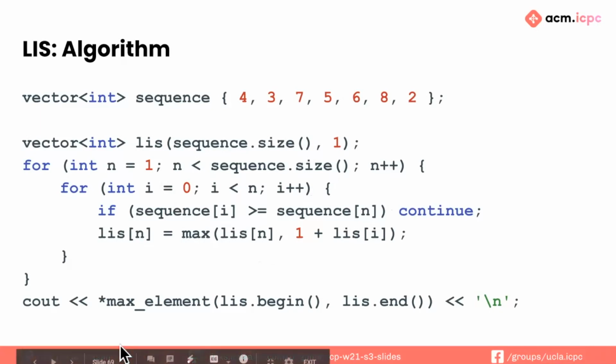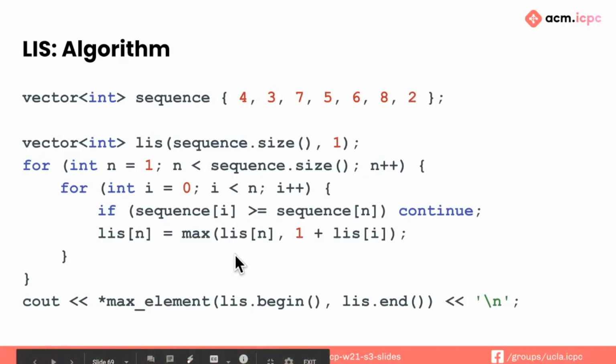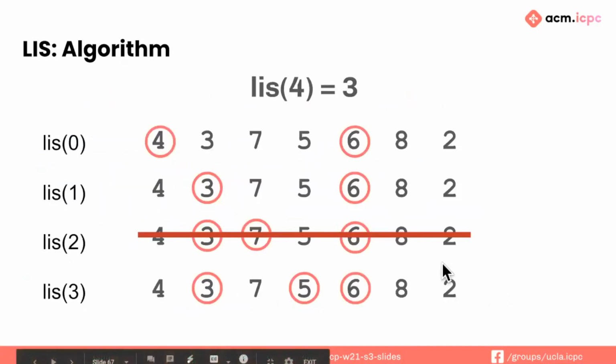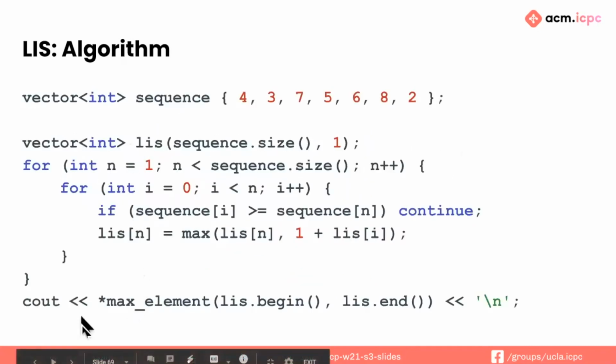Another thing is that at the end, the answer isn't necessarily LAS of n minus 1 or LAS of sequence.size minus 1. You actually want to consider the maximum number within this LAS vector, because for all we know, in this case, LAS of 6, which would refer to the sequence that ended at 2, would only be 1, because there's no LAS that ends in 2. So you want to look at all of these numbers, see which one is the largest, and choose that to be the actual LAS. And that's what you would output.